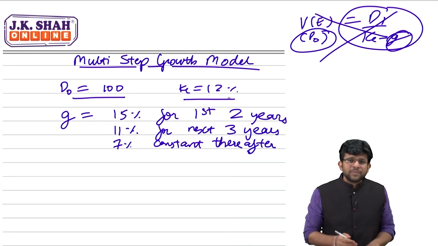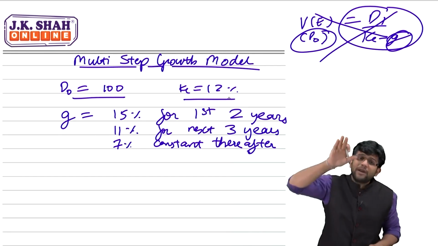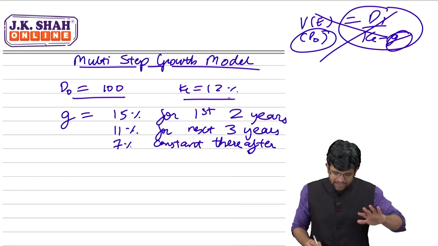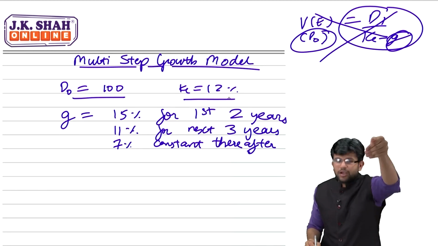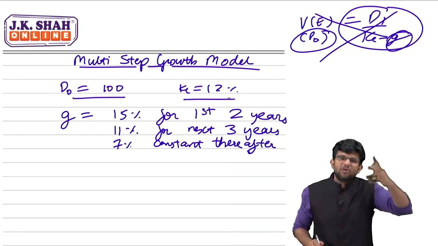We say, okay, tell us what is the growth rate. They say for the first 2 years now coming, the growth rate will be 15%. We say, okay. Then next 3, 4, 5, 6. They say no, next 3 years, after 2 years, the growth rate will be 11%. I say okay. Next, they say beyond that we can't see.